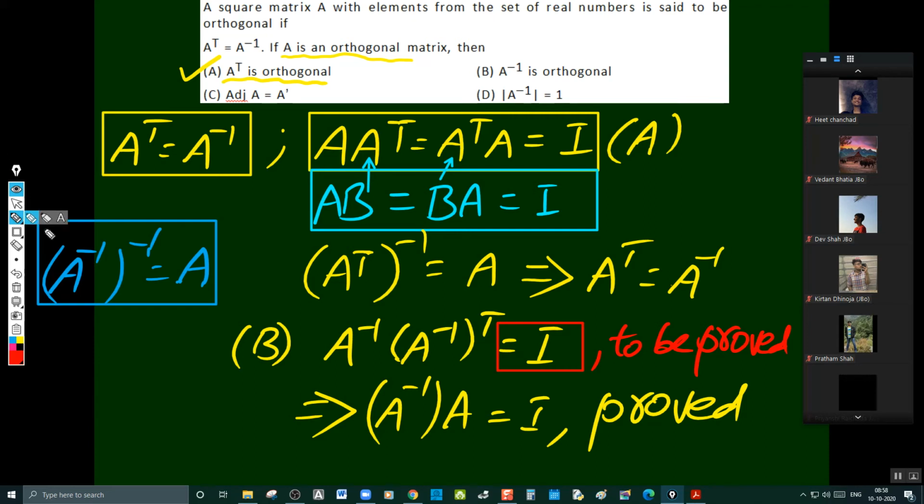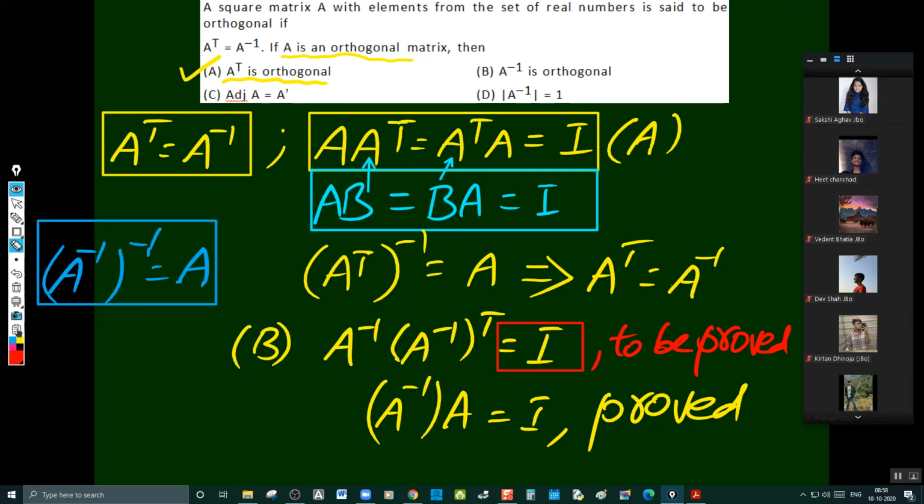Sir, ABC all are correct. ABC or D also. Adjoint of A is equal to A transpose. Adjoint of A is equal to A transpose. Let us see that. Now it is given that A transpose is equal to A inverse. Option C I'm talking about. Option C. Adjoint of A. What I do, I'll be writing this. A inverse is equal to A transpose like this.